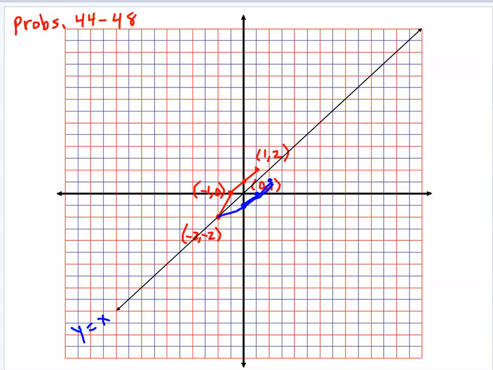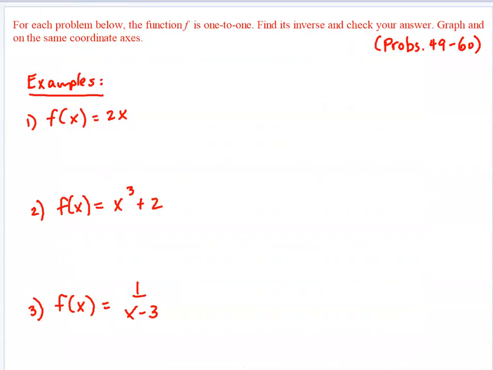So those are 5 problems where you'll be doing that kind of exercise. And then finally, to wrap up this assignment, you are told that each one of these are one-to-one functions, and you're supposed to find the inverse and check your answer. The directions say to graph on the same coordinate plane. I'm going to mark off the graphing part, so when you get to 49 through 60, I'll save you a little bit of time. You don't have to graph the inverse and the original function on the same coordinate axis, so you could just skip that part.